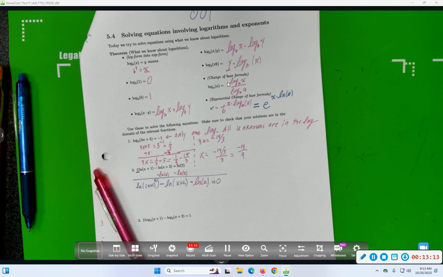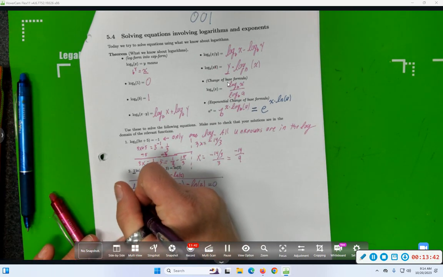That step make sense? All right. And now it looks like I see 3 logs with some minus signs between them. What does subtraction become if I want to put those all into one log? Division. So each of those things that are subtracted will go into the denominator when I write this as a single log. So far, so good? Let's do it.